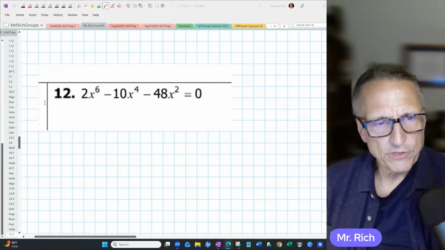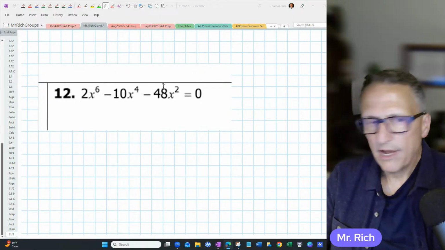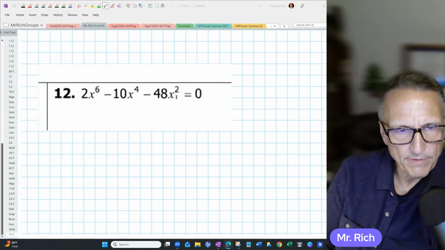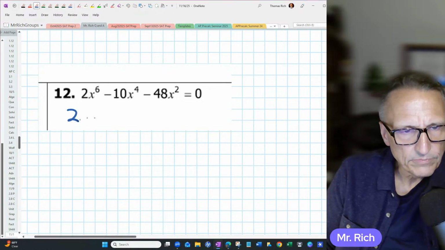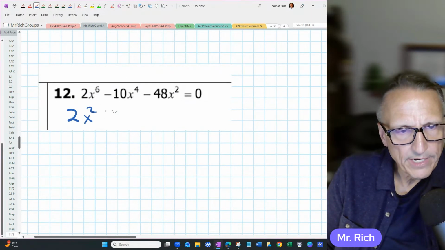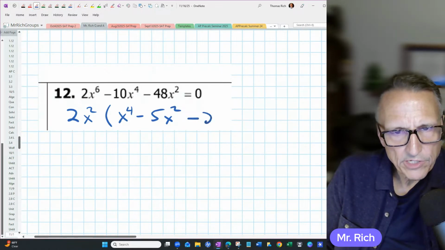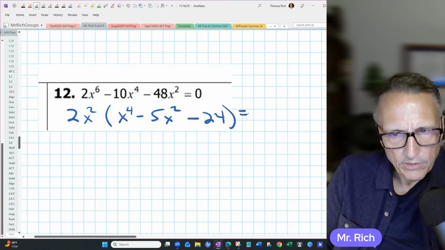All right, solving this one. Well, the first thing that I notice is I want to factor out a greatest common factor, and I know that there's a common factor of 2 that we can pull out, and as well there's an x squared. So I can pull 2x squared out, leaving me x to the fourth minus 5x squared minus 24 equals 0.